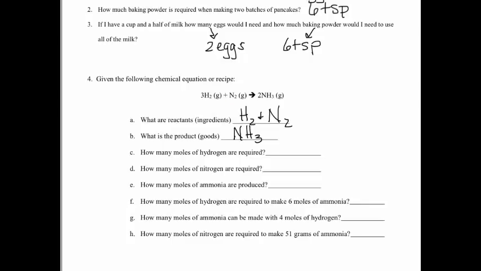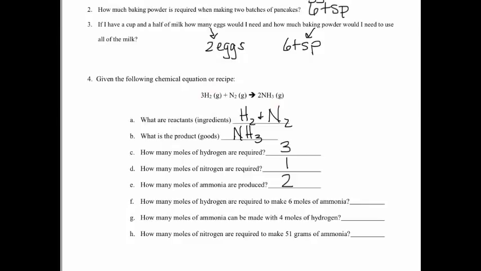So in this reaction, how many moles of hydrogen would be required? 3. And nitrogen, even though there is no coefficient, we know it's a 1. And then how many moles of ammonia, that's our product, will be produced? And that would be 2. Question F, how many moles of hydrogen are required to make 6 moles of ammonia? So they want to know how much hydrogen we would need if we're going to end up with 6 moles of ammonia.